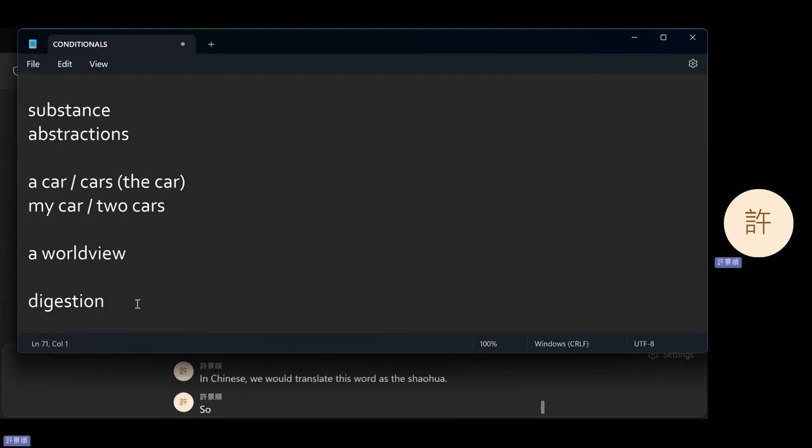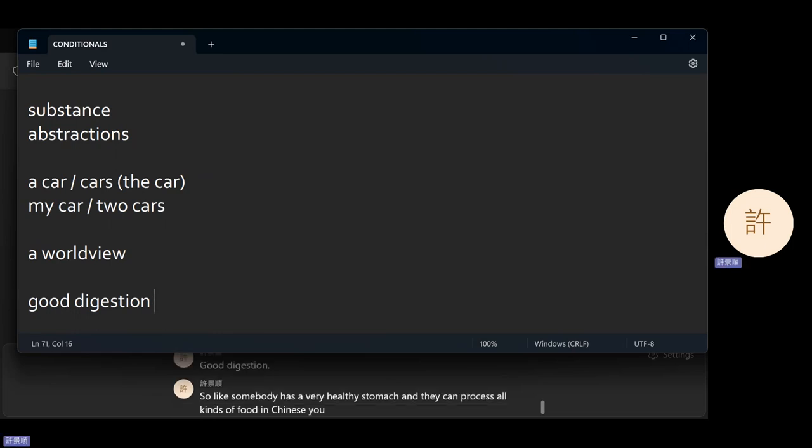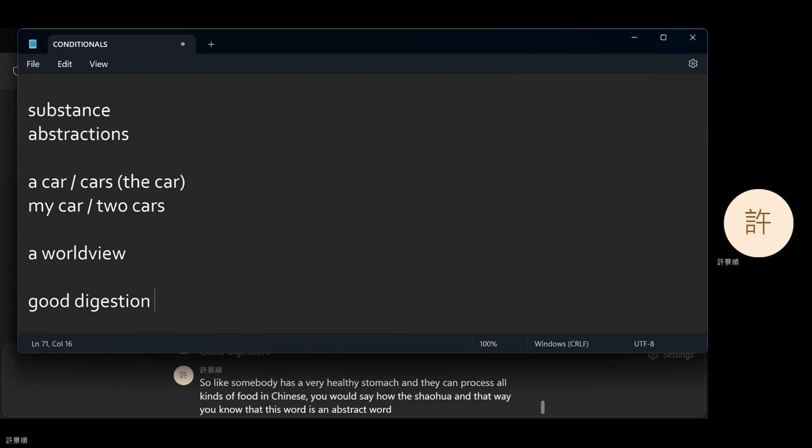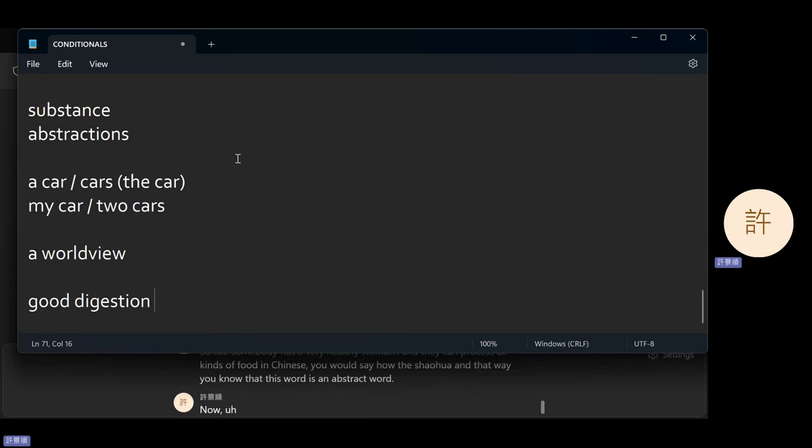So, for example, good digestion. Somebody has a very healthy stomach and they can process all kinds of food. In Chinese, you would say 好的消化. And that way you know that this word is an abstract word. Now, this can sometimes be hard to separate from words that mean something abstract but have a concrete grammar.